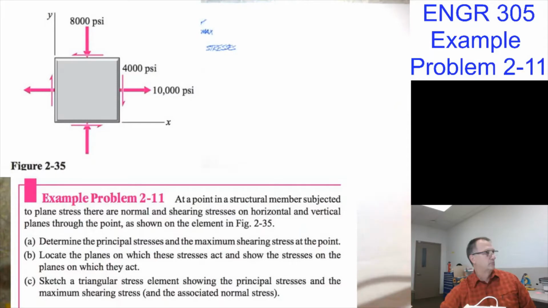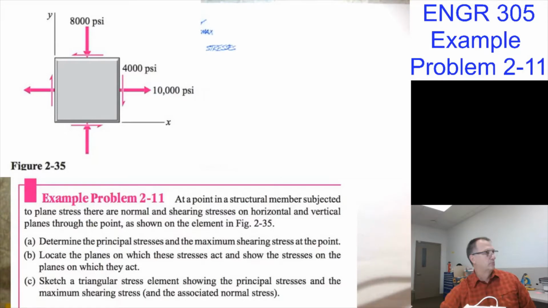We're going to do example problem 2-11. At a point in a structural member subjected to plane stress, 2D stress, there are normal and shearing stresses on the horizontal and vertical planes through the point as shown in the element, figure 2-35. So there you see that right above in the textbook, it's to the side. Determine the principal stresses and the maximum shearing stress at the point.